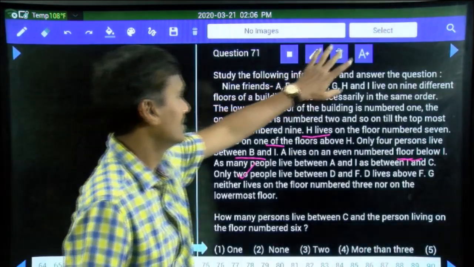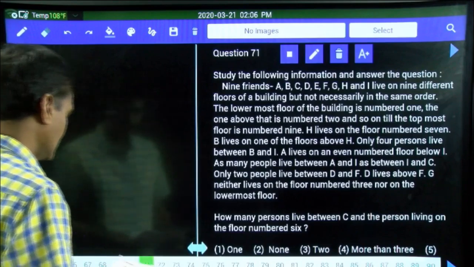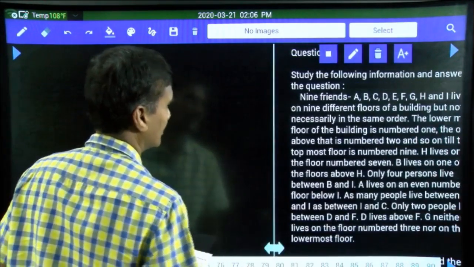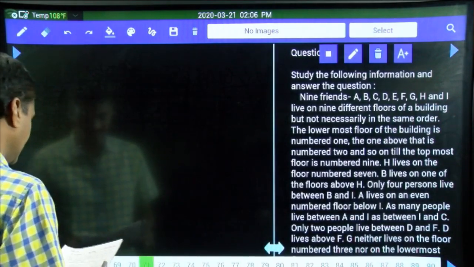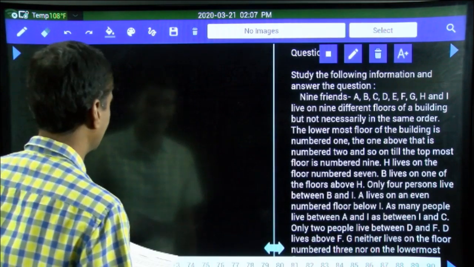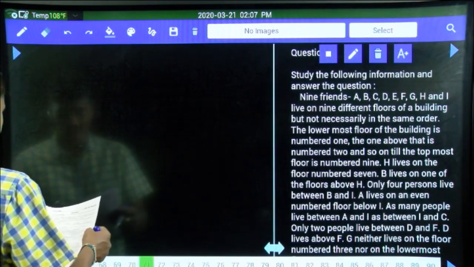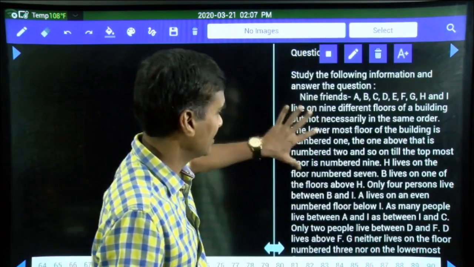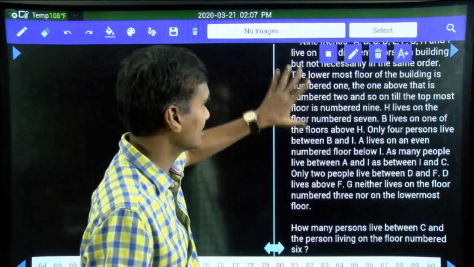Clear? Then 71 onwards. Now question number 71 to 75. 9 friends were there. Who are those friends? A, B, C, D, E, F, G, H and I live on 9 different floors of a building but not necessarily in the same order. Floor arrangement. And floor arrangement at the same time. No other parameter has been added. No other parameters are given, only the arrangement.